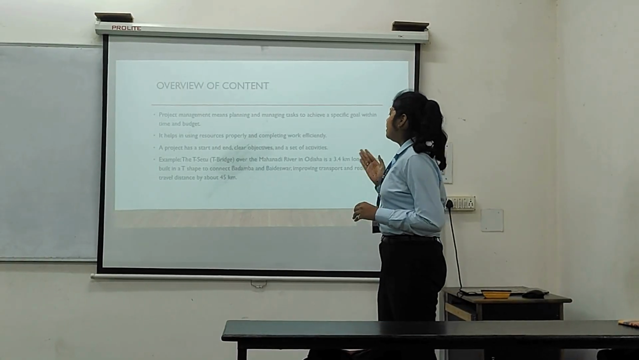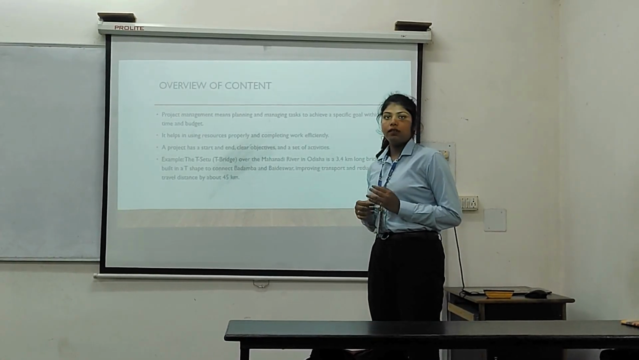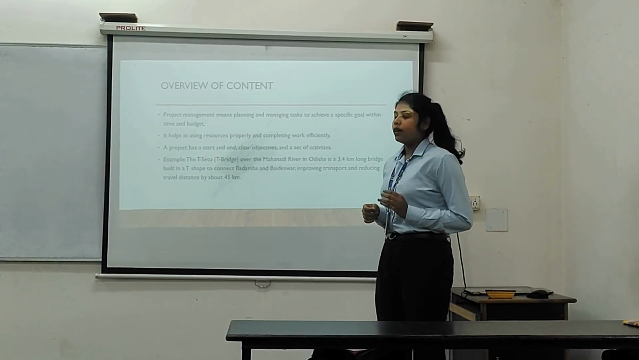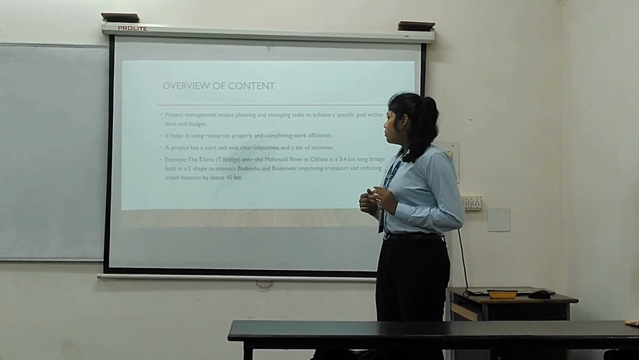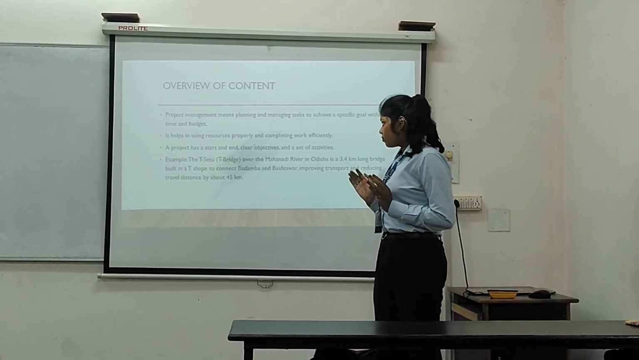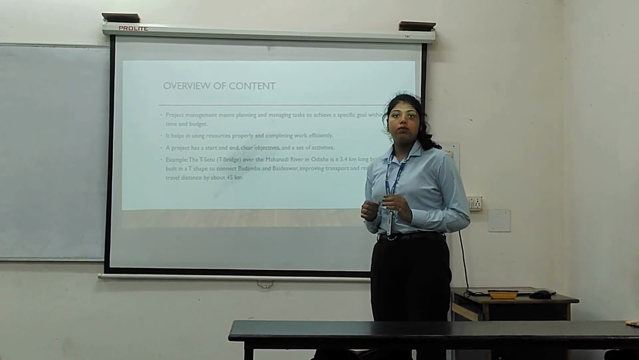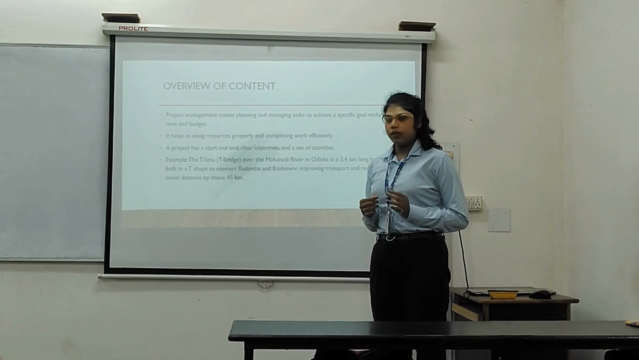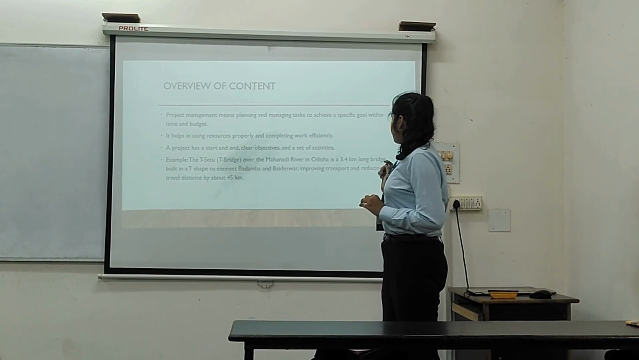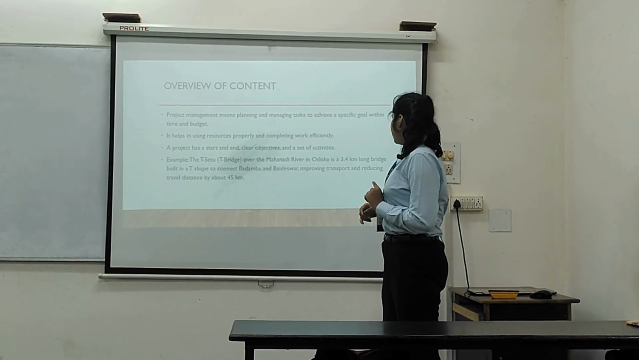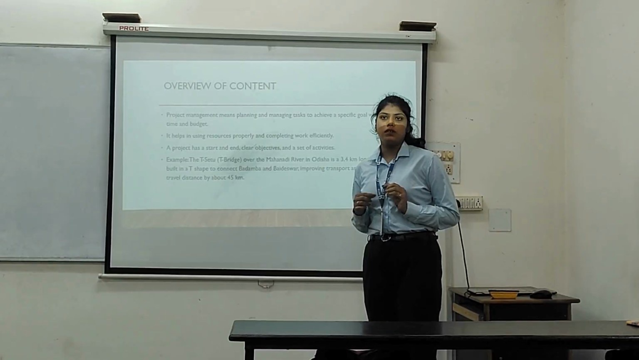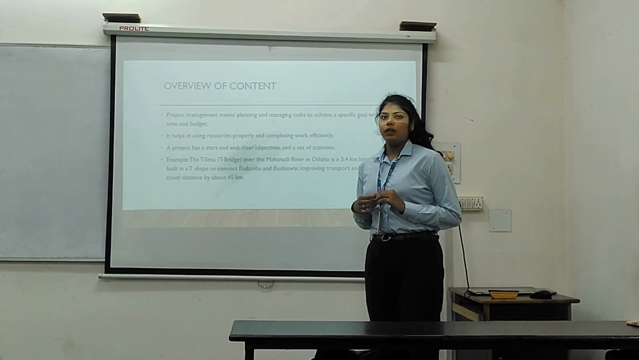Example: the Deep bridge over the Mahanadi River in Odisha is a 3.4 km long bridge built in a T-shape to connect Badamba and Baideswar, improving transport and reducing travel distance by about 45 km.